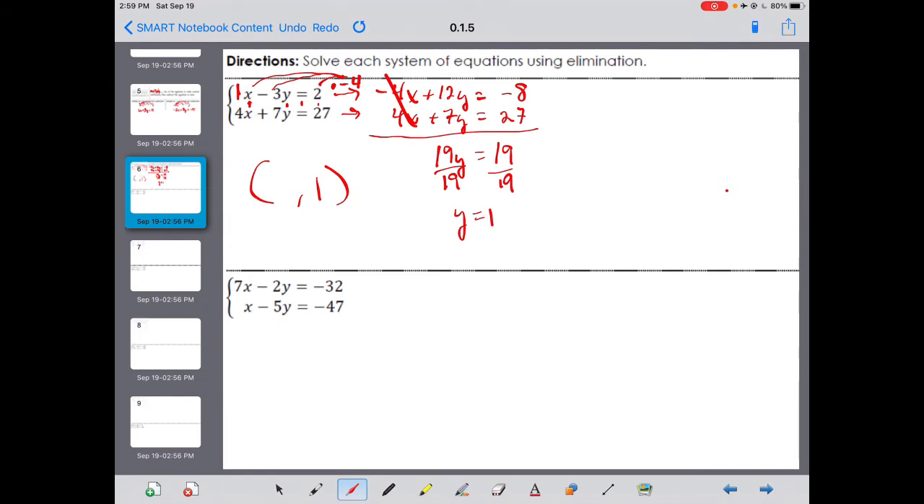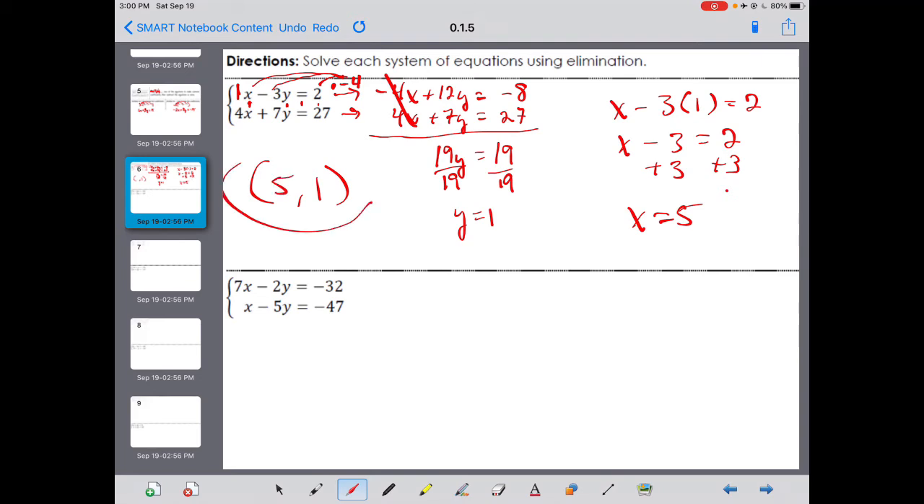I'm going to plug it into this original equation back over here, where it was x minus 3 times something equals 2, multiplied times 1. That's my y. x minus 3 equals 2, add 3, x equals 5. Okay? Now, next one. The x's are lined up, the y's are lined up, the equals are lined up, the numbers are lined up. Now I just need to find matching coefficients.